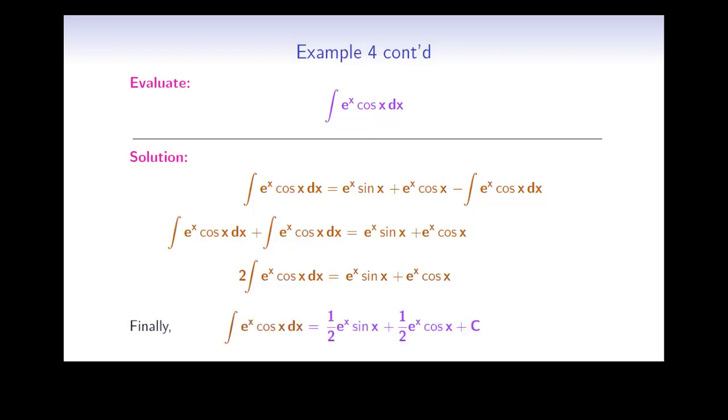So the integral of e to the power of x cos x dx is equal to 1/2 e to the power of x sine x plus 1/2 times e to the power of x cos x, and always plus a constant since we are dealing with an indefinite integral. To summarize, to find this answer, we had to integrate by parts twice to get back to the same original integral as in the question, and then add that to both sides.